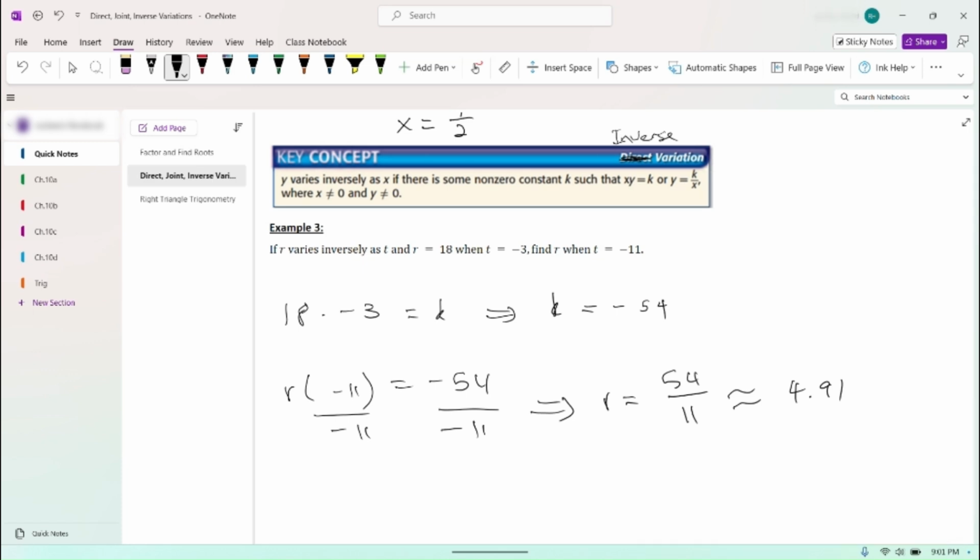All right, so this is the first part of the section on direct, joint, and inverse, and the second part will be the Python program that will solve it for us, that will create it, without even doing any math. This was the strictly math part of the topic.